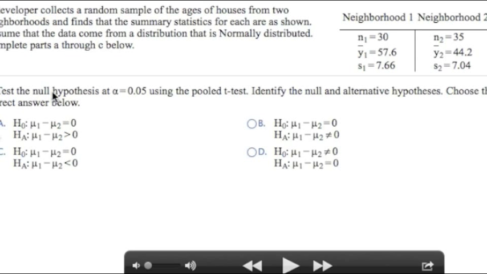Part A is asking us to test the null hypothesis at alpha is 0.05 using the pooled t-test. So what we want to know is if they're equal, which is really what the assumption is. So definitely the difference is going to be 0. So that part is correct, that is correct, that is correct. This one is definitely out, so D is out. And then the next one, we just want to know if they're different, so we're not looking for any particular direction of that difference. So the answer is going to be B. All right.